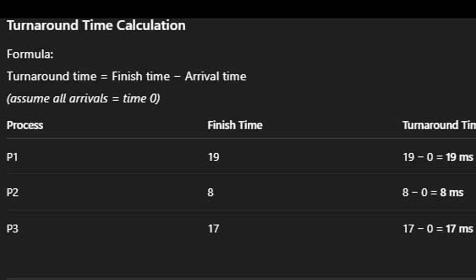Turnaround time calculation. Turnaround time equals finish time minus arrival time. The arrival time is 0. So P1 has 19, 19 minus 0 is 19 ms. Same goes for the others because subtracting 0 changes nothing. So the turnaround times are 19, 8, and 17.